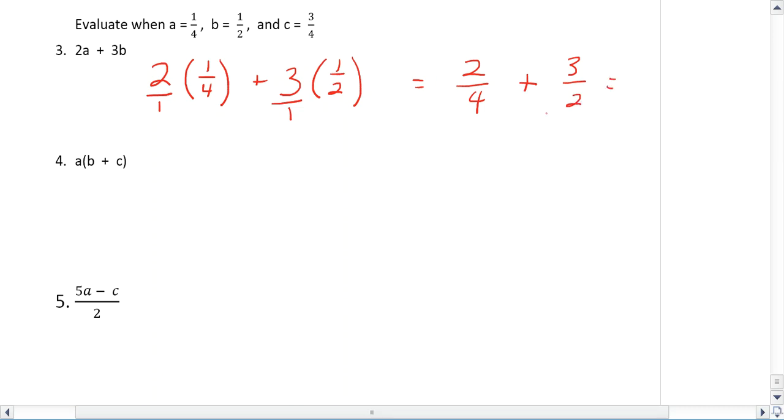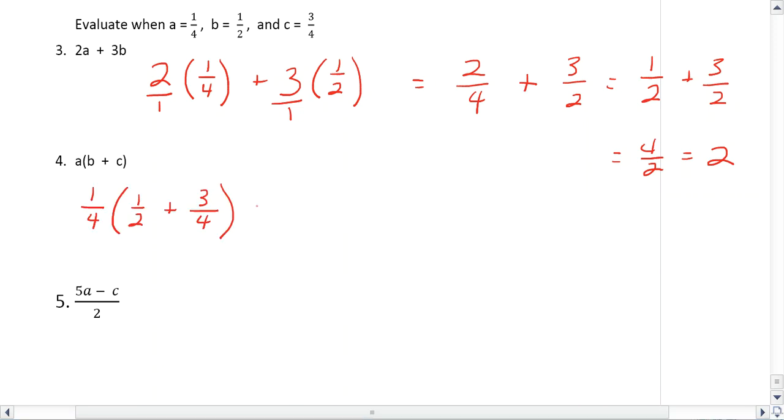Now I notice that to get common denominators here, all I need to do is reduce 2/4 into 1/2, and then I can add 3/2 to that. That would give me 4/2, which reduces down to 2.